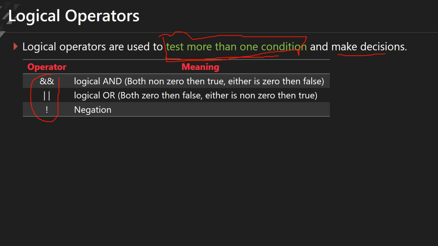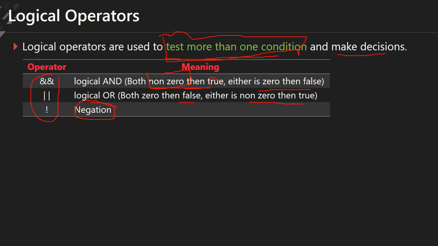The condition is true or false. With AND, if both of them are non-zero, then it is true. If either one of them is zero, then it is false. With OR, if both are zero, then it becomes false. If either one is non-zero, then it is true. And then there is the negation operator.